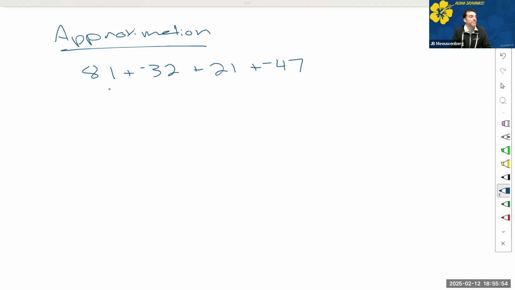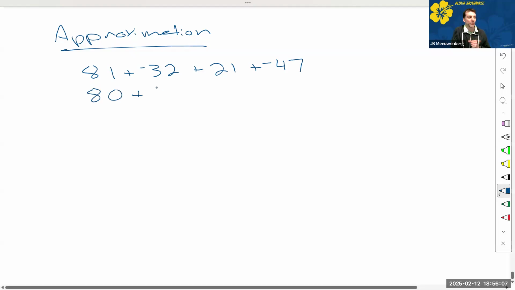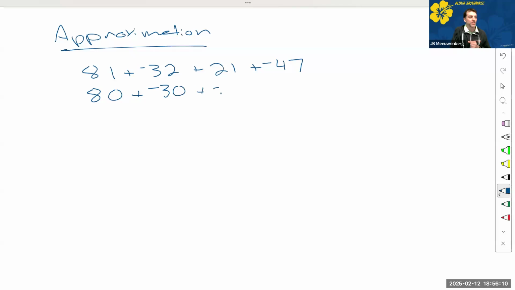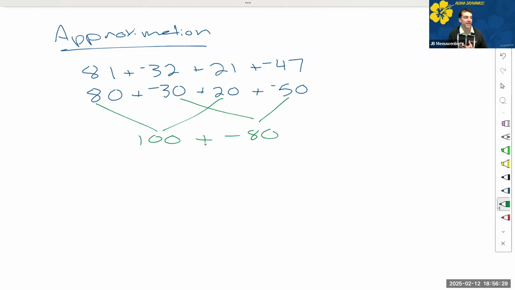So what I did in my head was I like to group the positives and the negatives together in my head when I'm doing these. So what I actually started imagining was 80. First, I rounded them all to the nearest 10. 80 plus 30 plus 20 plus -50. That's what I did in my head. And then what I did next was I took the positive numbers, 80 and 20 to be 100, -30 and -50 to be -80, and I added 100 plus -80 to be 20. So sometimes that can be helpful too. Group your positives, group your negatives, add them separately, and then combine them at the end.